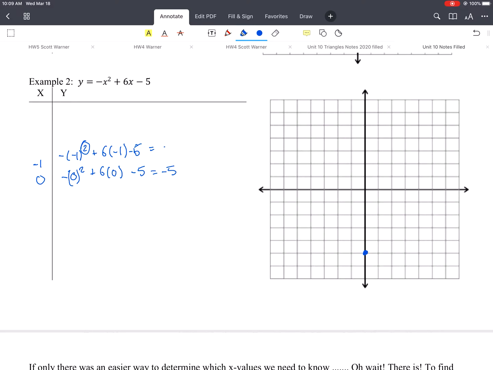So we end up getting negative, and then a negative 1 squared is a positive 1, plus, or I guess it'd be negative 6. So 6 times a negative 1 is a negative 6 minus 5.